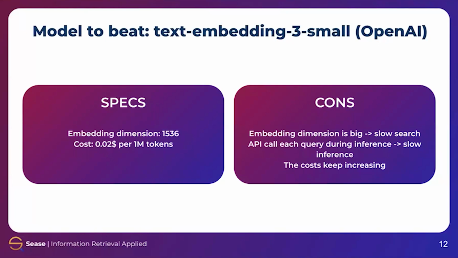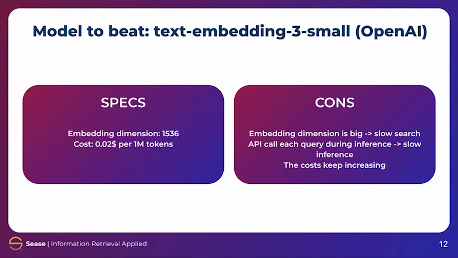We had a goal: the company was using text-embedding-3-small from OpenAI to embed both queries and documents. These are a few specs. The embedding dimension is 1536. As I said in the comments, it slows the search since it's a big embedding. When I compute similarities, this will impact the performance.